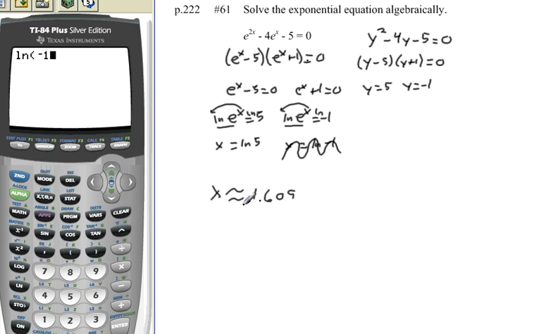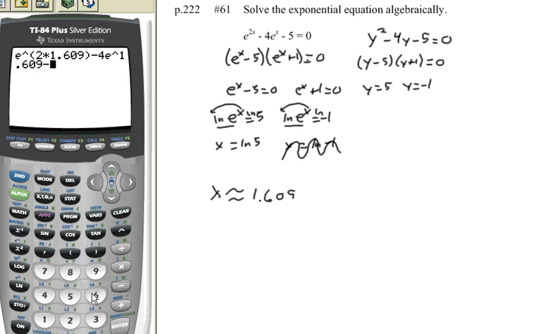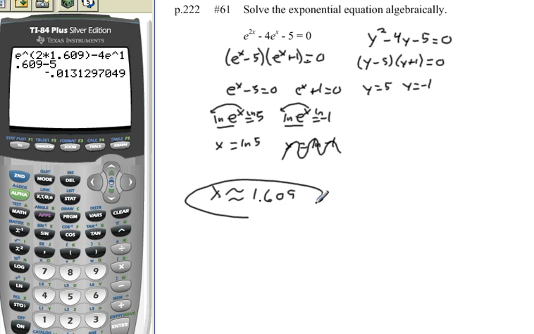X equals 1.609. And again, I can check that by plugging that in here in place of x. I can say e to the 2 times 1.609 power minus 4 times e to the 1.609 power minus 5. And that should be equal to 0. Since I rounded my answer, it's going to be approximately equal to 0. And it's pretty close, so I can trust that this answer is correct.